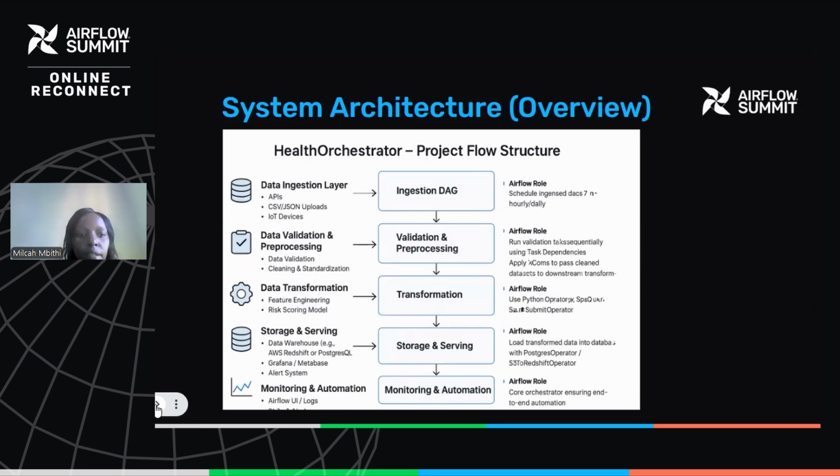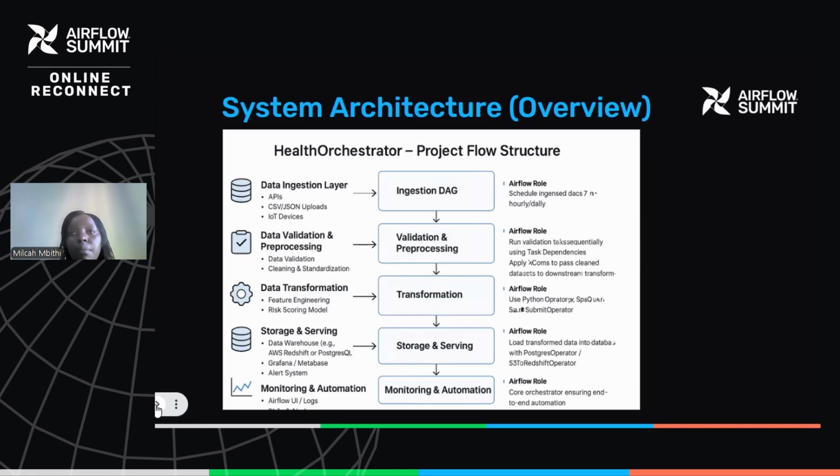The next layer in the system is the data validation and preprocessing. This is used in the cleaning and standardization of the data in order to make it reliable for use in the system. Then comes the transformation layer, which calculates the risk scores in order to flag any emergency cases which might need some assistance. The data is then stored in Redshift, and Airflow can also be used in monitoring and automation. Also, it can be used in sending alerts in case something needs urgent attention.